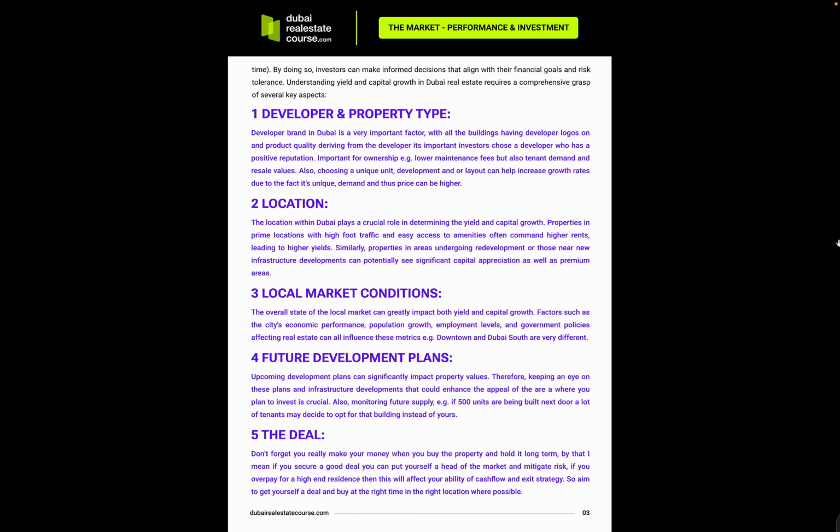So local market conditions are super important when you're considering the influence on the capital appreciation. Future development plans, this is a little bit more advanced that some people don't think of.